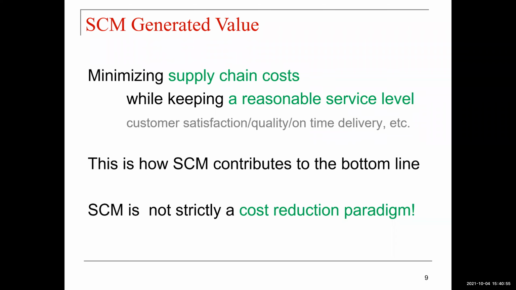So supply chain management is not strictly a cost reduction paradigm. We are not just looking to minimize the costs associated with supply chain management. We are trying to find that balance between providing a good service to the customer while keeping the cost low.